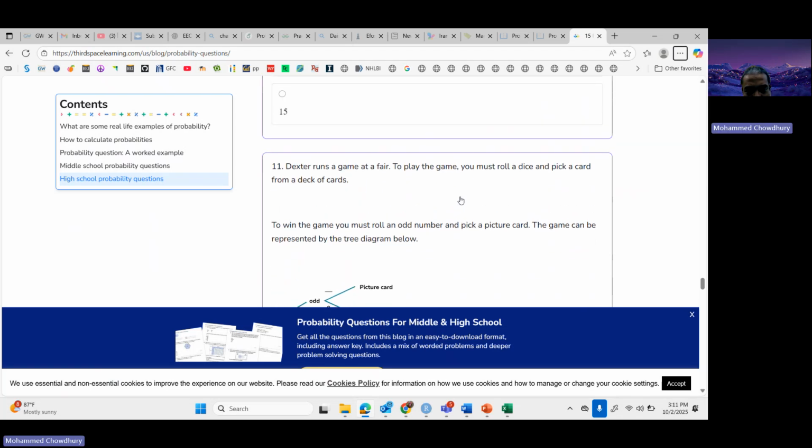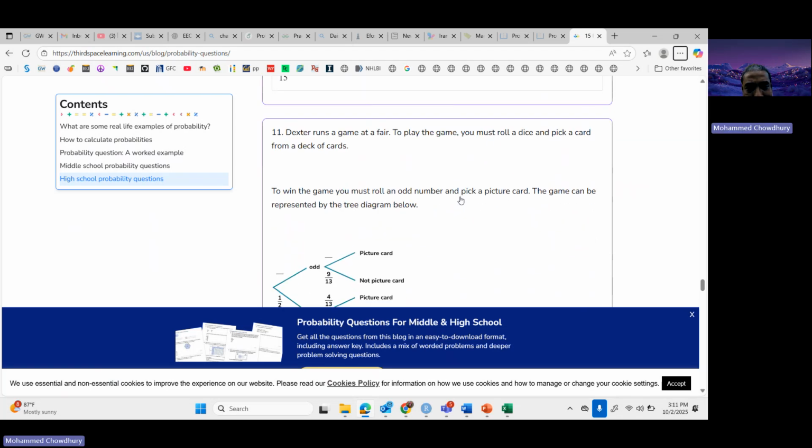Okay, let us do these things. Dexter runs a game at a fair. To play the game, you must roll a dice and pick a card from a deck of cards.